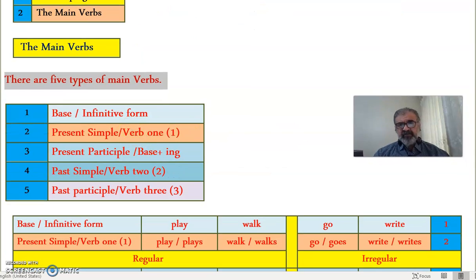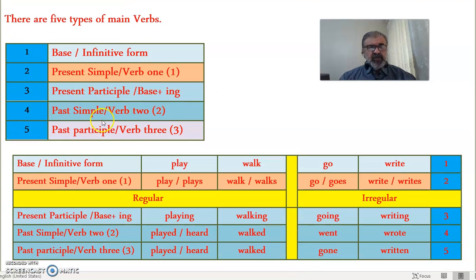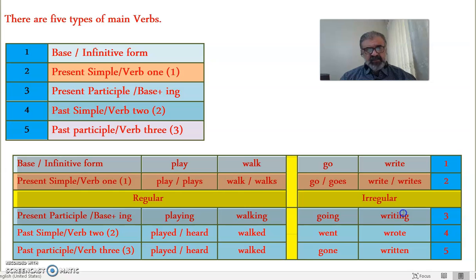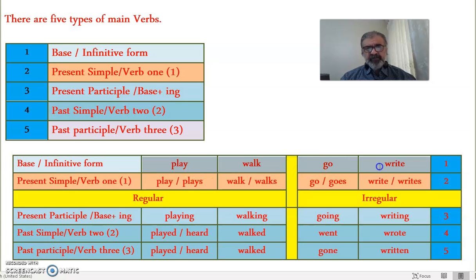Either the infinitive, which comes in its basic form. This verb doesn't have an S or ES at the end. It doesn't have an ing. It's not even in the verb 2 or verb 3, nothing. So it's in its basic form. We call that infinitive or base.